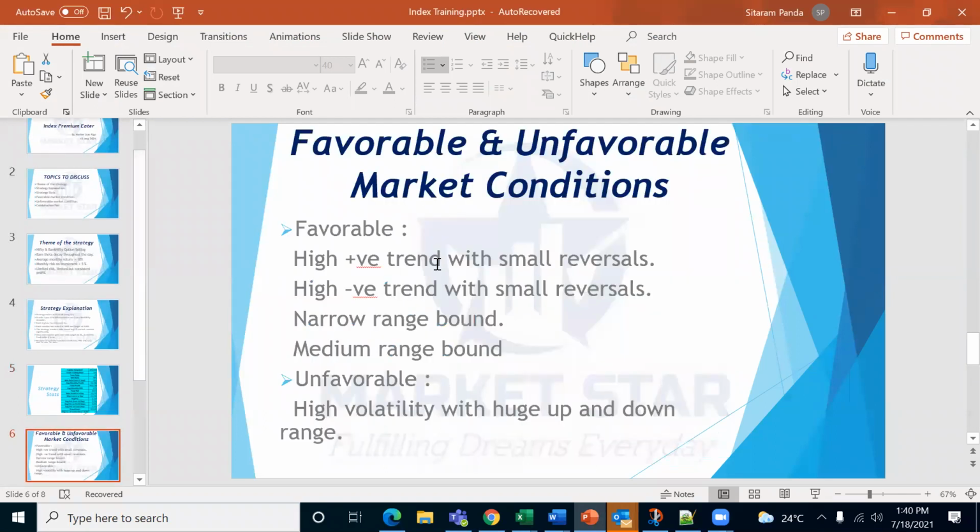Coming back to the favorable and unfavorable conditions, I have already explained this in the chart. The strategy is registered in positive trend, negative trend, narrow range, medium narrow range. But if the volatility of the market is too high, no strategy can exist, meaning there will definitely be a problem here. If Nifty or Bank Nifty move 200-300 points and reverse again, our strategy can withstand one reversal. One time volatility, but multiple times reversal, no strategy can sustain.